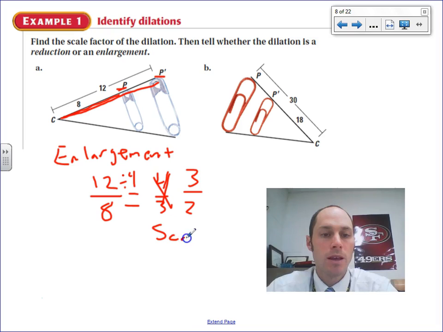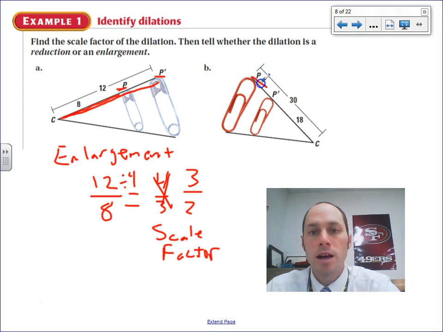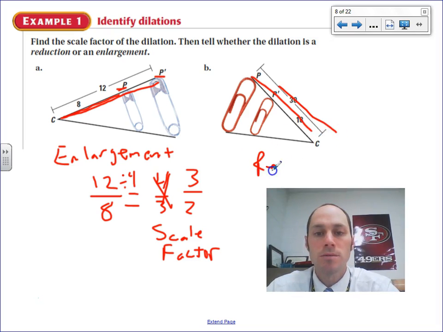Okay. Take a look at the other one. Is that a reduction or enlargement? Well, if I'm going from p to p prime, notice it's getting smaller. So that would be a reduction. And can you figure out the scale factor?